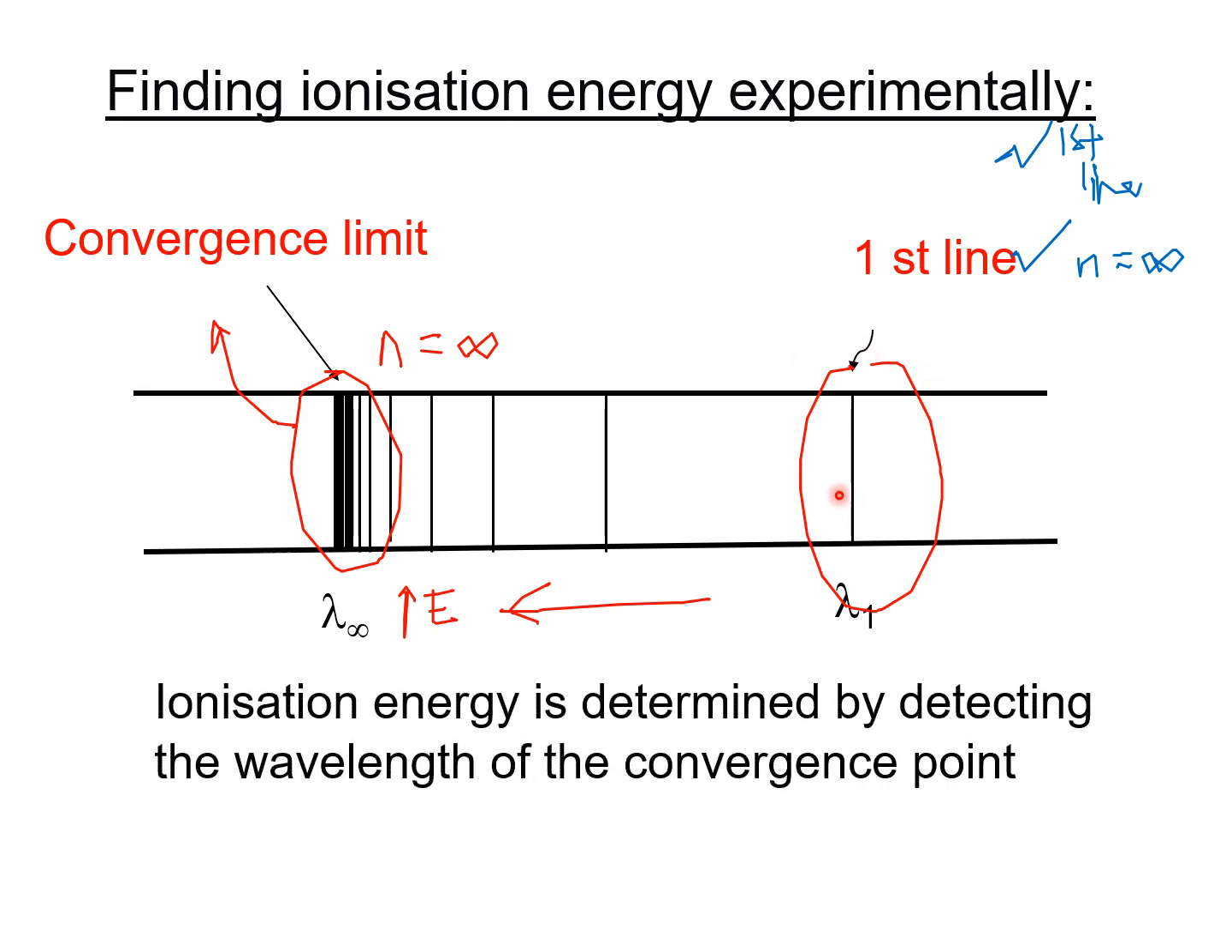Okay, to find the ionization energy experimentally, you can find it through the wavelength at the convergence point. Earlier, from the previous slide, it was mentioned that to find the ionization energy of a hydrogen atom, you can get it through the frequency at the convergence limit. So actually you can get it either through lambda, the wavelength at the convergence limit, or through the frequency at the convergence limit.